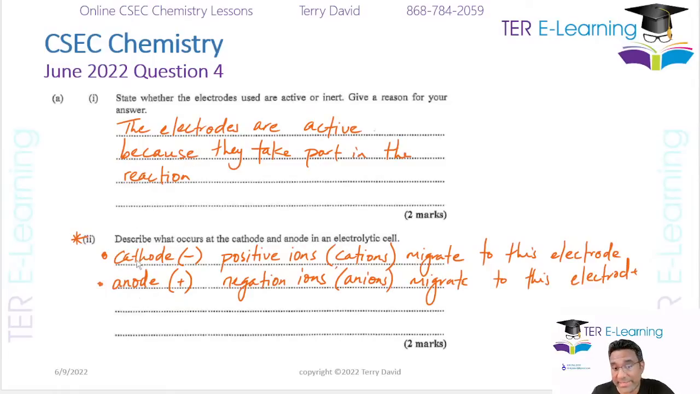You can also say other things as well. At the cathode, you have positive ions migrating there. What happens to them is that they gain electrons, and at the anode, they lose electrons, right? So I'm not sure exactly where they're coming from, but this is the most obvious answer that I would give if I had to answer this.